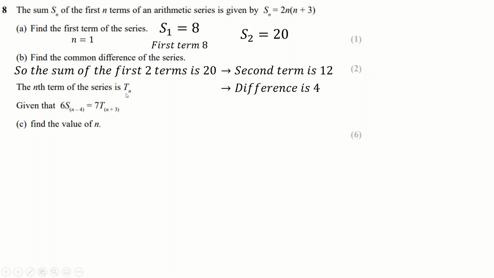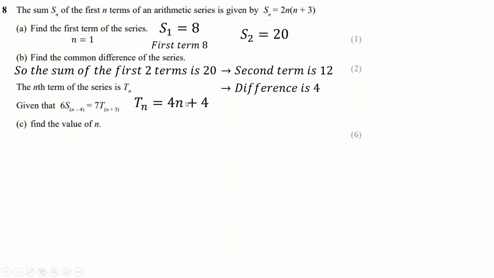The nth term of the sequence is this. Now I can work out the nth term, right? Because I know the jump is 4, so it's 4n. And the first term is 8, so I just need to add 4 to it. So the nth term is 4n plus 4. Just verify this works for n is 1 and n is 2. That gives you 8 and 12. Good, it does. So that's T n, or tn.